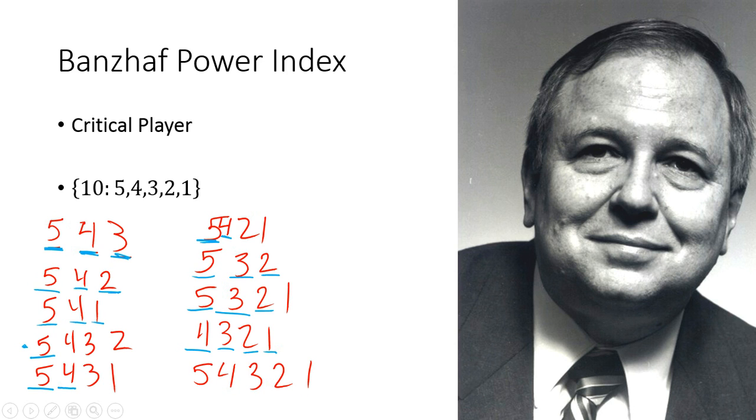And then the next one, if you remove 5, you still get 10. If you remove 4, you still get 10, and so on and so forth. So there's no critical players in this one.